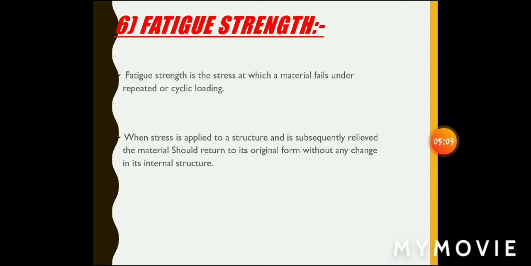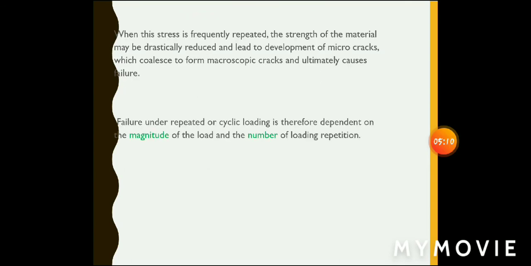When stress is applied to a structure and subsequently relieved, the material should return to its original form without any change in its internal structure. When the stress is frequently repeated, the strength of the material may be drastically reduced and lead to the development of microcracks. These microcracks coalesce to form macrocracks and ultimately cause failure. So it depends upon the magnitude of load and the number of loading cycles.